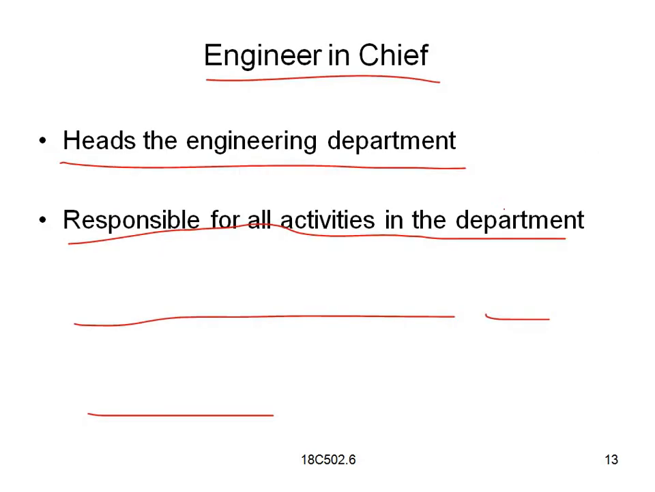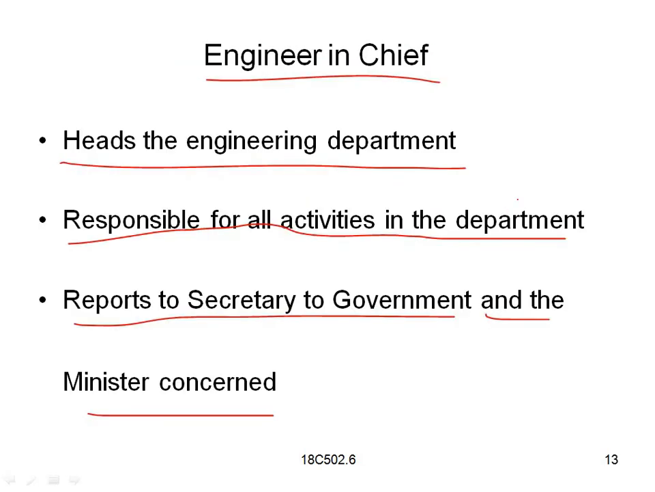And the engineer in chief is also responsible for all the activities in the department. So this engineer in chief looks after every type of work in the constructions. Okay, he is the main authority person. So he has some powers also, like transfers of employees, and he can give a certain sanction amount within the time for the project running.